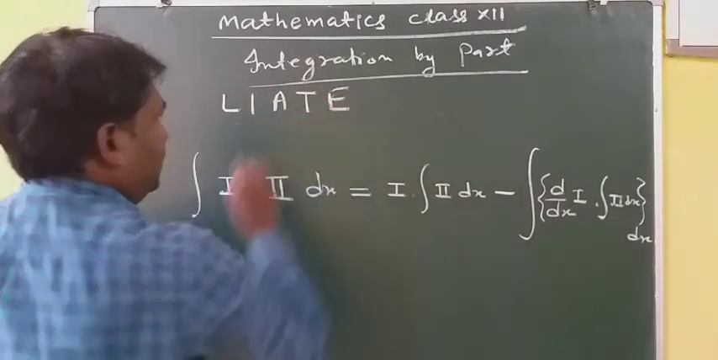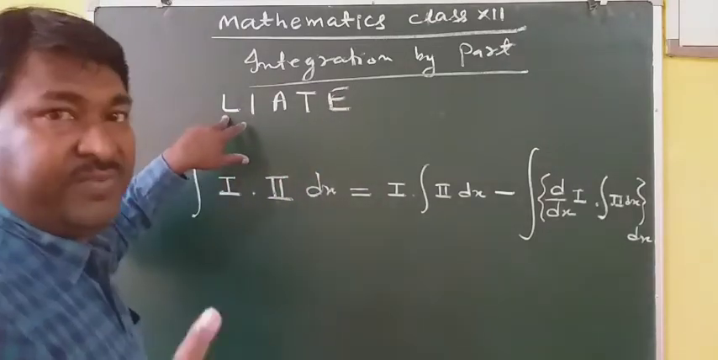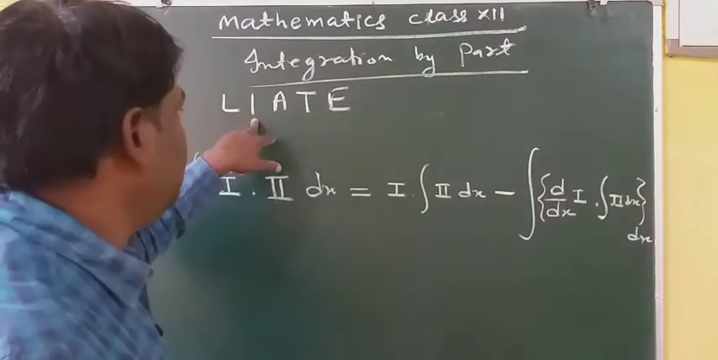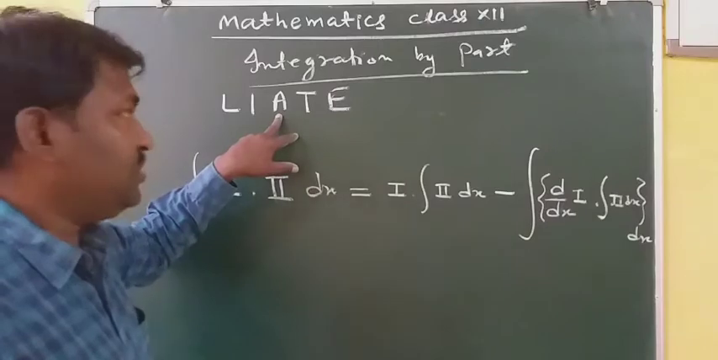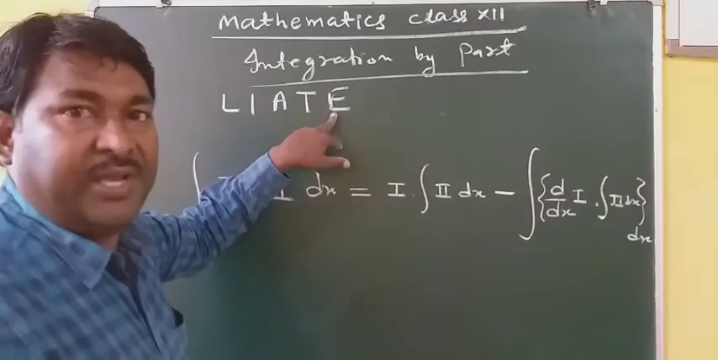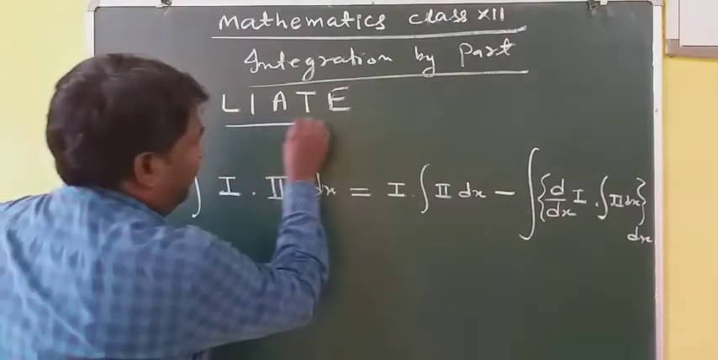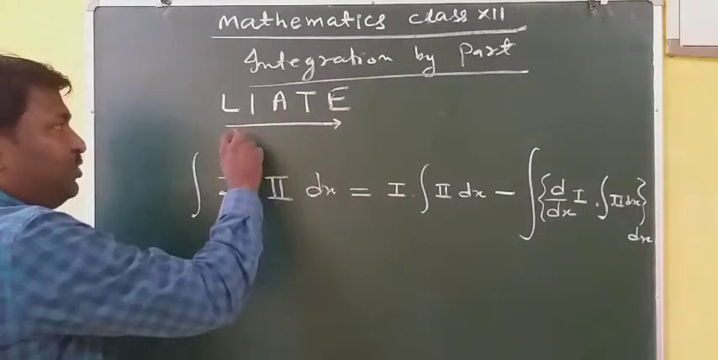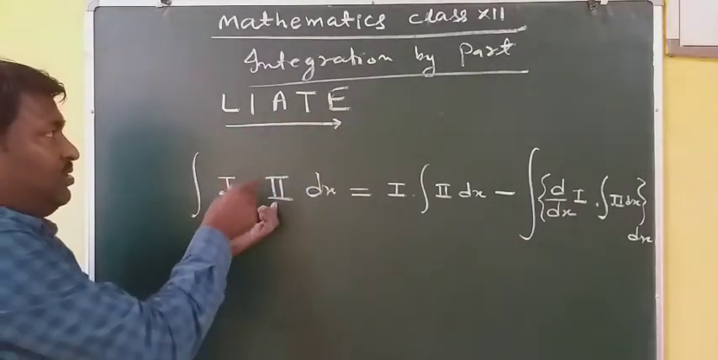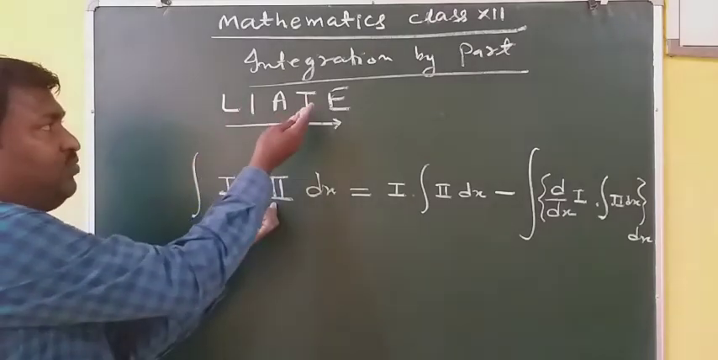LIATE. The short form is: L for logarithmic function, I for inverse trigonometric function, A for algebraic function, T for trigonometric function, and E for exponential functions. Okay, it means the sequence is this one. So out of these two functions, just check which one is left of the other one.